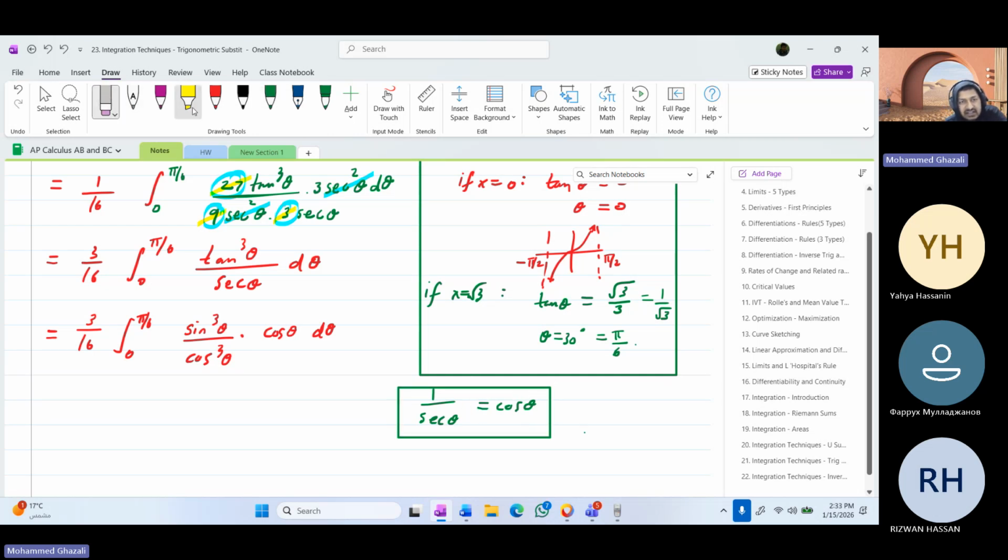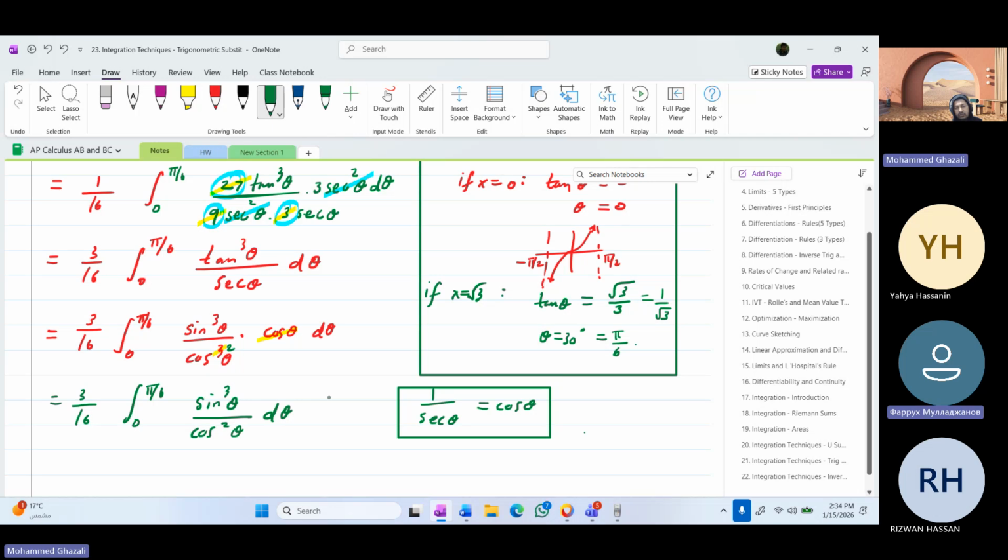So I can see that these things cancel out. The cos cubed and the cos cancel out. So I just have cos squared in the denominator. Right? So I've got 3 over 16 integral 0 to pi by 6 of sine cubed theta over cos squared theta d theta. Okay. So that's what I have so far.